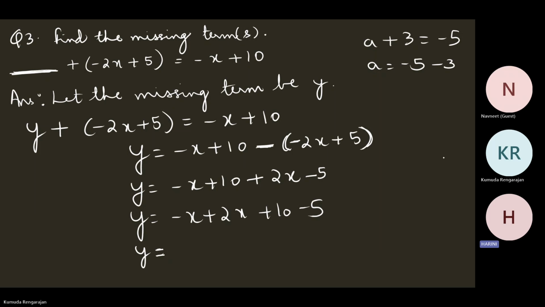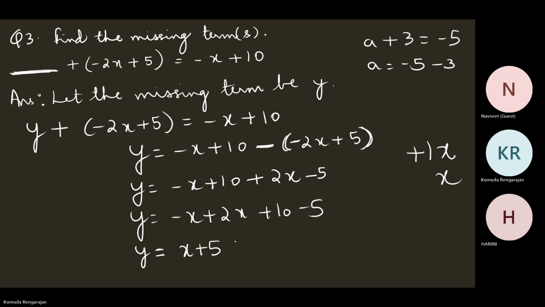Ma'am, plus 1x now. Plus 1x or simply x. Instead of writing plus 1x, you can just write x. And then what's plus 10 minus 5? 5. Plus 5, because it comes after a term, no? So you cannot just write 5 like this. Plus 10 minus 5. What is plus 10 minus 5? Plus 5.